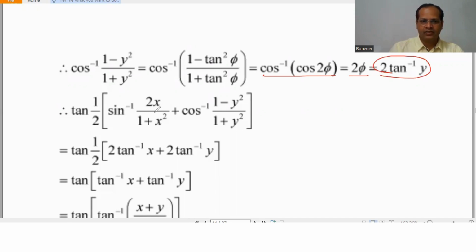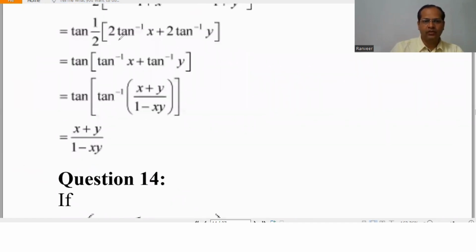So sine inverse 2x by 1 plus x square plus cos inverse, this we can write as 2 tan inverse x plus 2 tan inverse y, and we will take 2 common here. So once we take 2 common, this is the value: tan inverse x plus tan inverse y, tan inverse x plus y by 1 minus xy, and tan of tan inverse theta equals theta. This is the value that we have to find out.